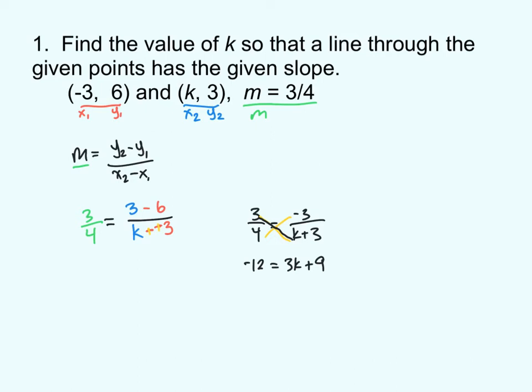And to solve for k, I will simply subtract 9 from both sides. And then that would get me negative 21 equal to 3k. And then that tells me that k is definitely negative 7. So there's my answer, k is negative 7.